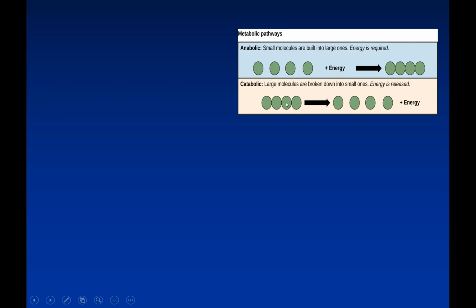The opposite of it is called catabolism. So this is when we generate energy by breaking a large molecule. So your large molecule will be broken down into smaller molecules to produce energy. That is called catabolic.